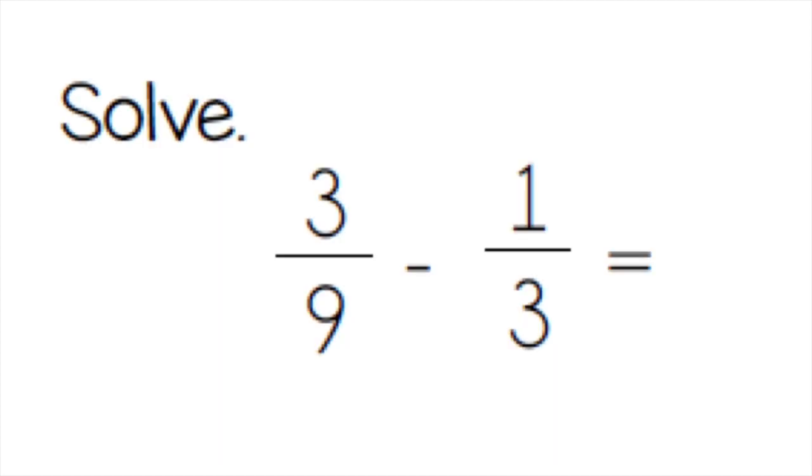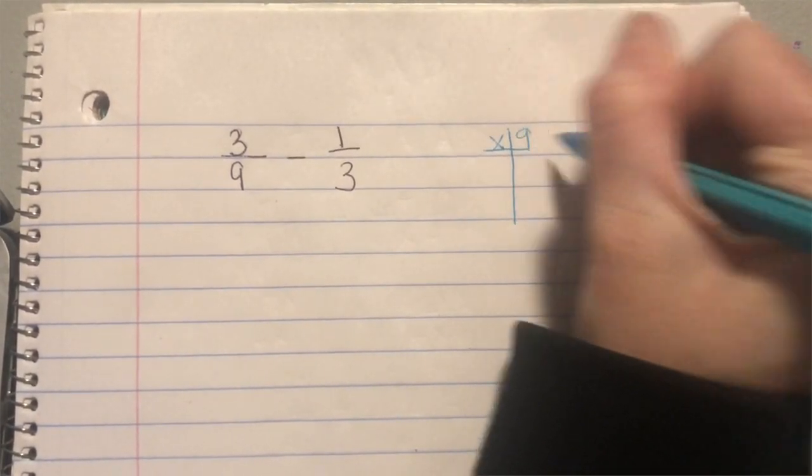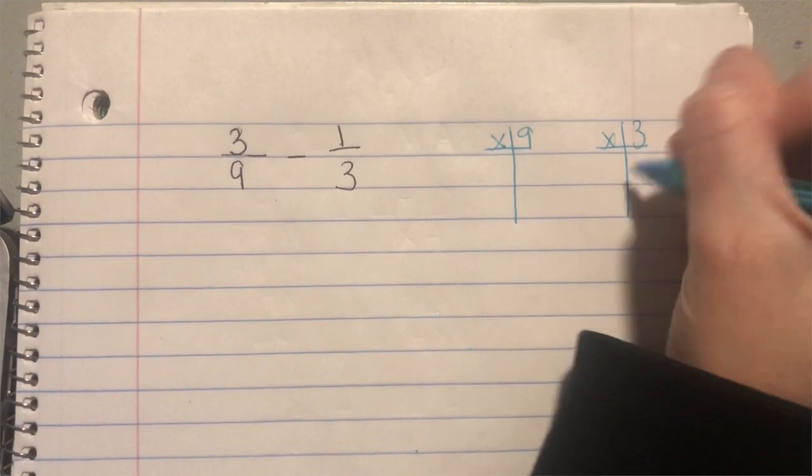All right, so the first one we have is 3/9 minus 1/3. Okay, problem. They do not have the same denominator. So we have to make them have the same denominator. We have to create equivalent fractions so that they have the same denominator. Okay, I know my facts, but if you don't, you create a t-chart. And this is what it would look like. You create a t-chart for 9, and you create a t-chart for 3.